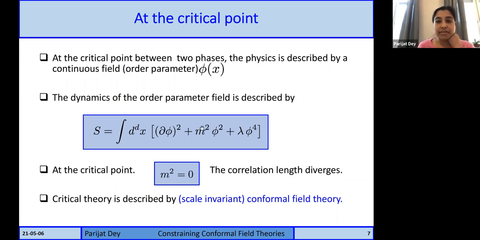Okay, so tuning the value of m square from positive to negative takes us to the phase transition. And when we are precisely at the critical point, m square is 0, so this term goes away. And at the critical point, the correlation length diverges. So it means that now we have a large number of degrees of freedom that are strongly correlated. And due to this, the standard tools of perturbative quantum field theory cannot be applied here. Now, the critical theory is described by a scale invariant conformal field theory.